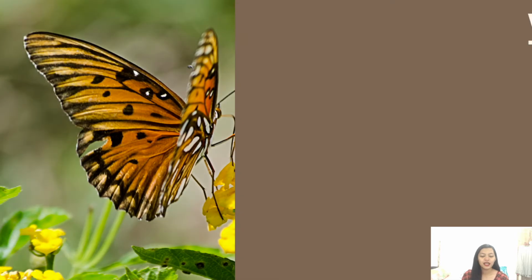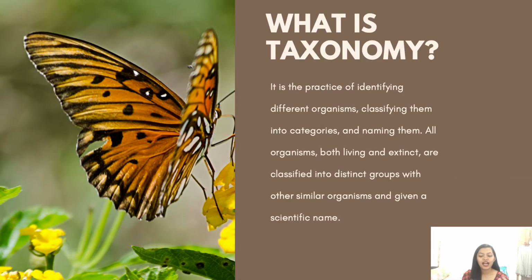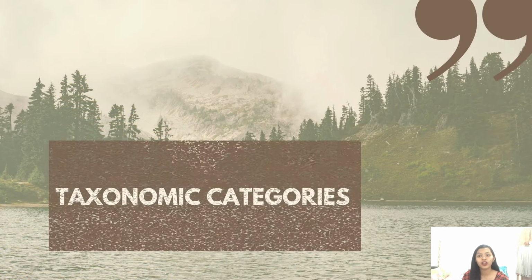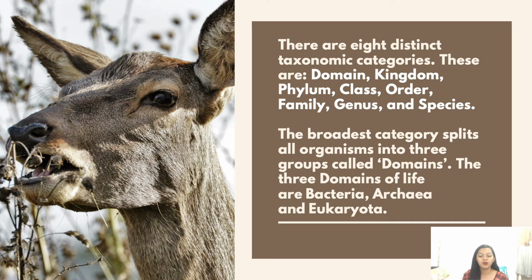So ano nga ba ang taxonomy? Taxonomy is basically the practice of identifying and classifying different organisms into categories. Both living and extinct organisms are classified into distinct groups with other similar organisms with their given scientific name. With that, we have our 8 taxonomic categories, which include the domain, kingdom, phylum, class, order, family, genus, and species.